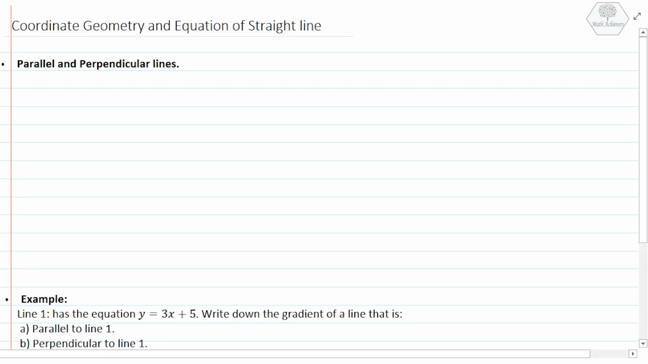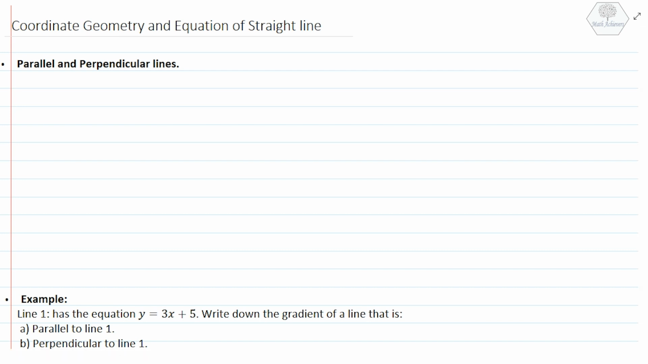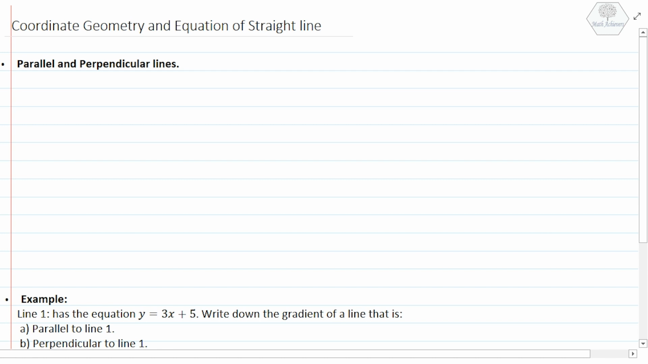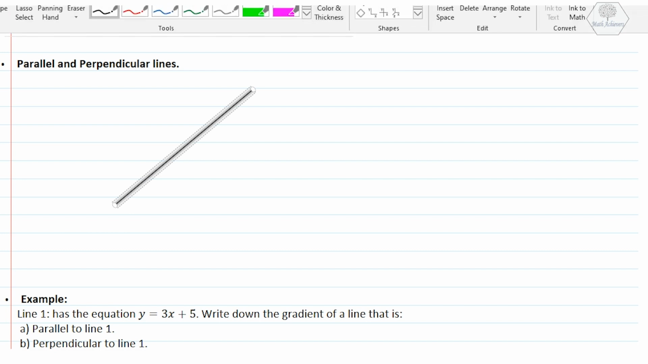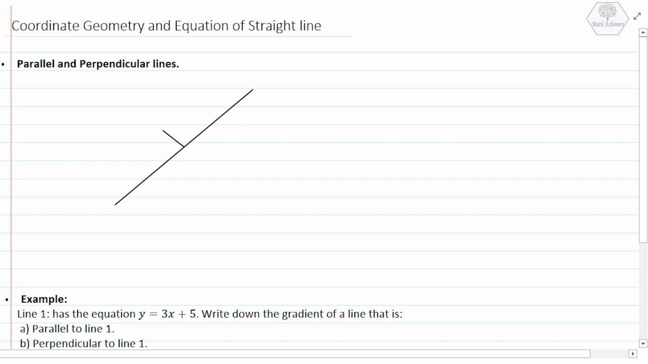Now, let's talk about parallel and perpendicular lines. Let's draw two lines. This is the first line. And another line I will draw, which is perpendicular to the first line. So they form a 90 degree angle on each other. This is line 2 and this is line 1. Perpendicular means that they form a 90 degree angle on each other.